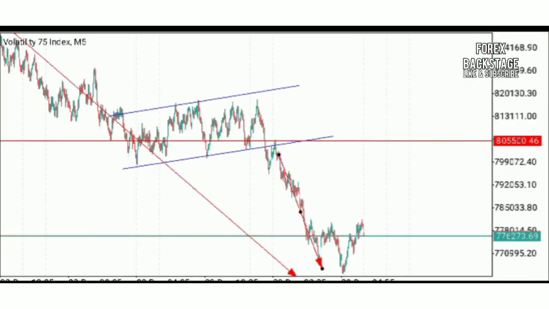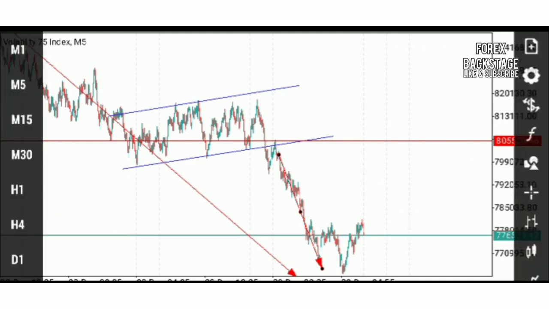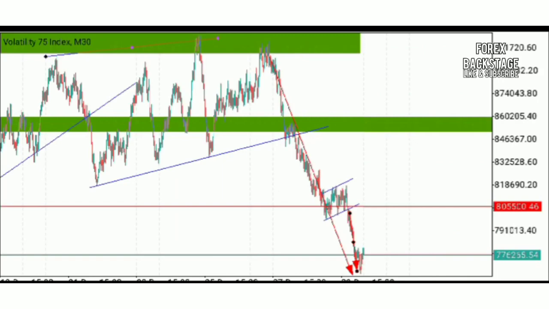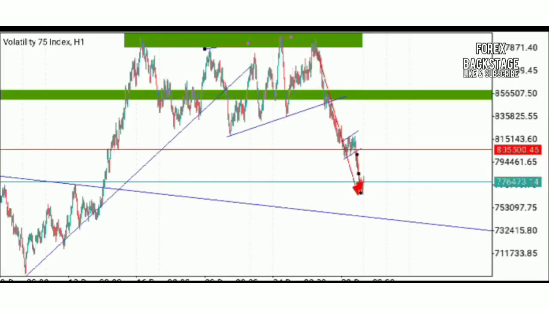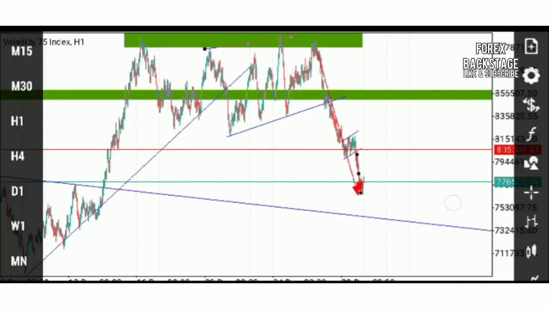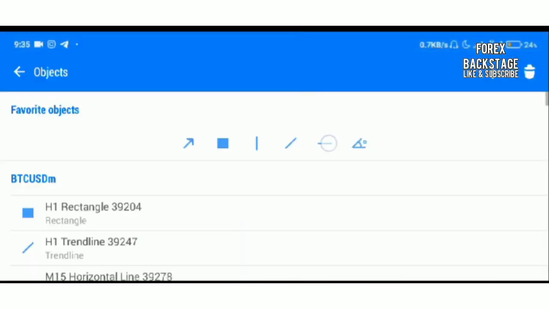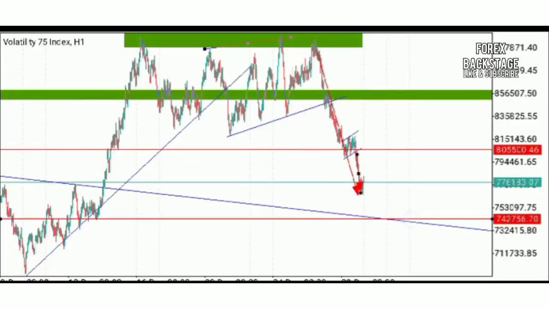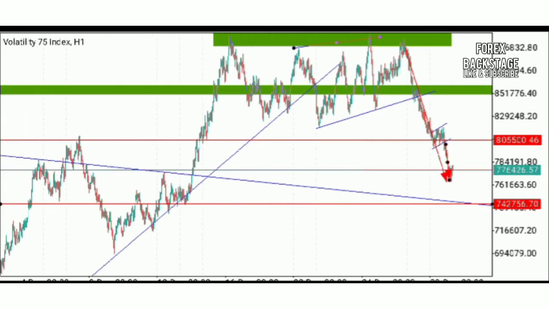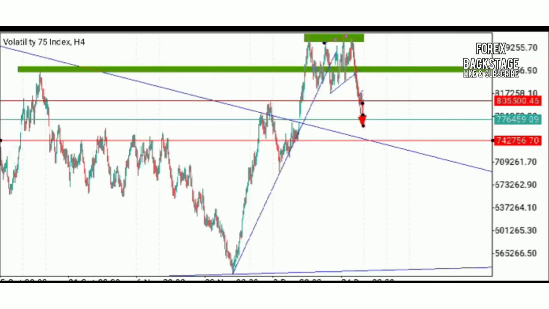So when you enter there, you simply do the very same thing you did on the first one. You look at the most recent previous lows for your take profits. So here's our most recent low. That's our second take profit area, and there's a trend line there.